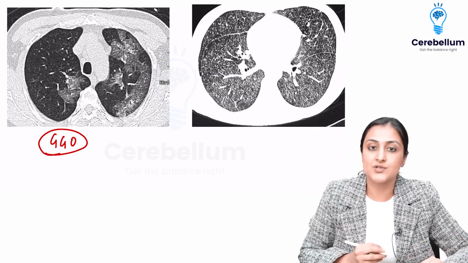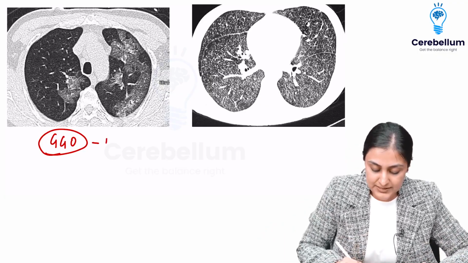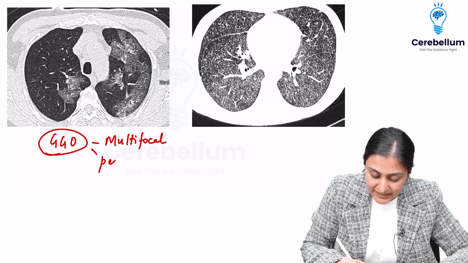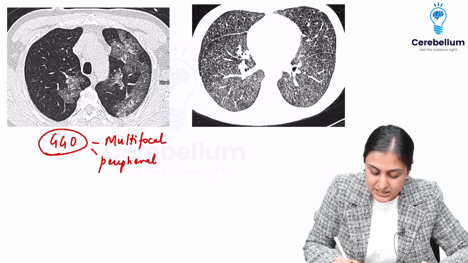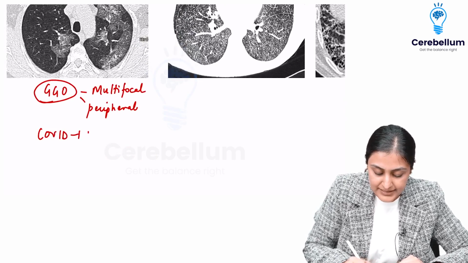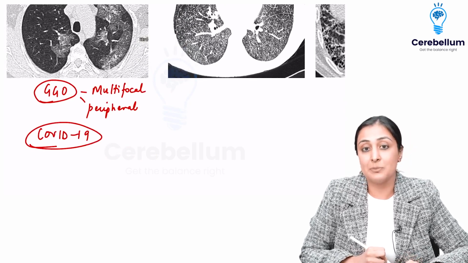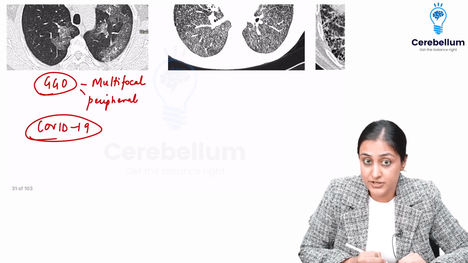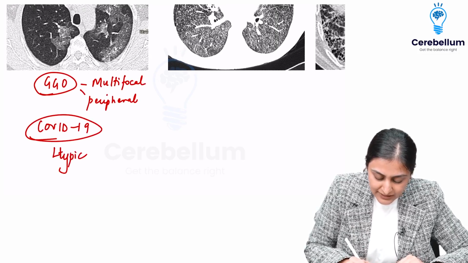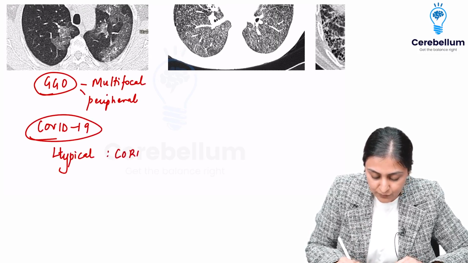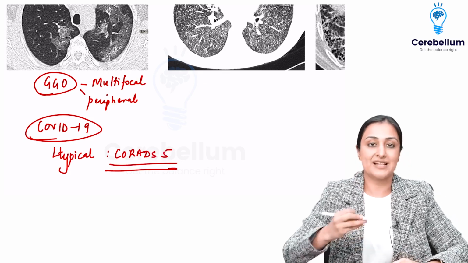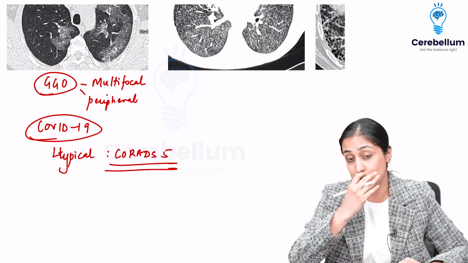So ground glass opacity, when I see these multifocal peripheral ground glass opacities, this is the hallmark of COVID-19. So COVID-19, the hallmark is multifocal peripheral GGOs. This is what we call typical COVID-19. We used to give a score of COVID-19, which is CO-RADS. Typical COVID is CO-RADS 5, right? So that's what you need to remember.